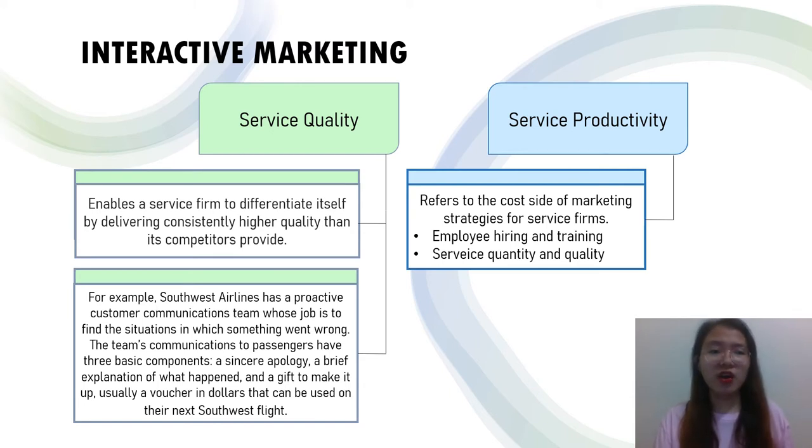Next, with their costs rising rapidly, service firms are under great pressure to increase service productivity. A service provider can harness technology to make service workers more productive. However, companies must avoid pushing productivity so hard that doing so reduces quality. Attempts to streamline a service or cut costs can make a service company more efficient in the short run.